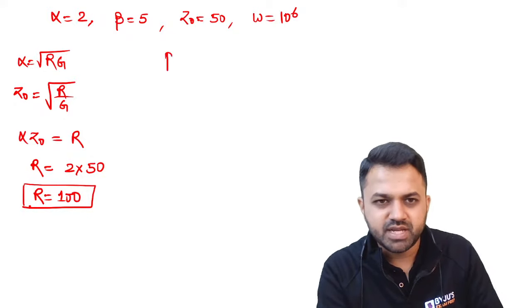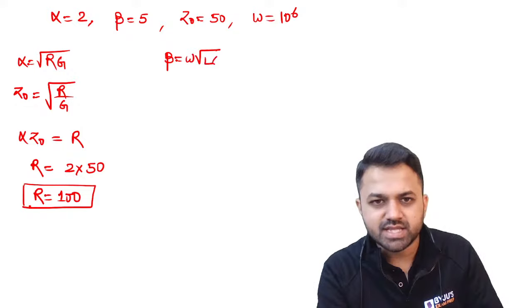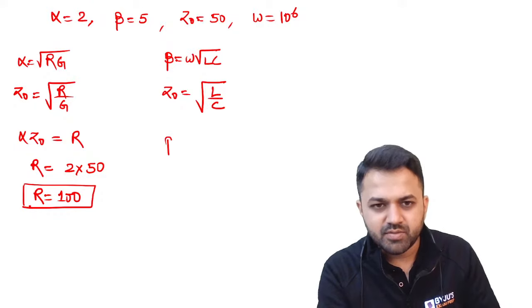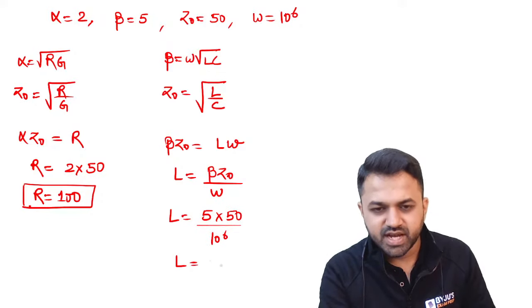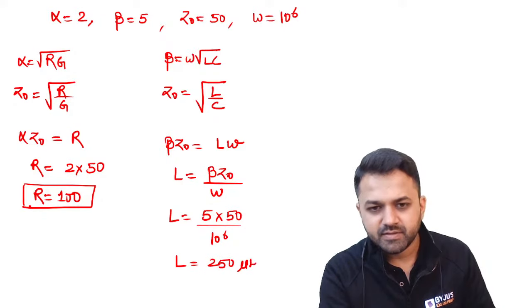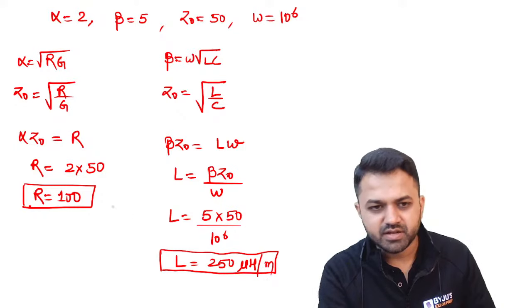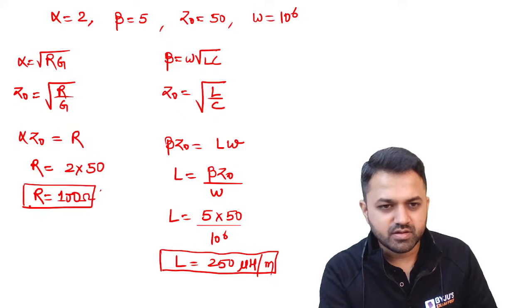Now we also know that beta is equal to omega root LC and the characteristic impedance is root over L by C. So if I multiply beta into Z naught, I will get omega into L. So from here we can calculate the value of L, which is beta into Z naught divided by omega. So L is equal to beta is 5, Z naught is 50 and omega is 10^6. So from here we will get 250 micro Henry, and all these are per unit length, so per meter, ohms per meter, right?